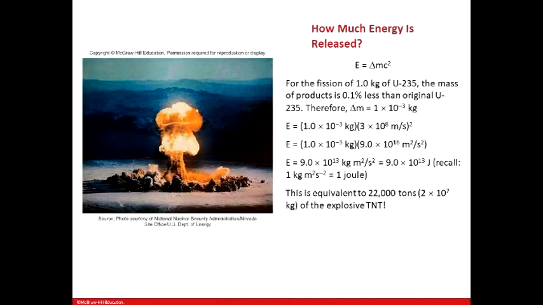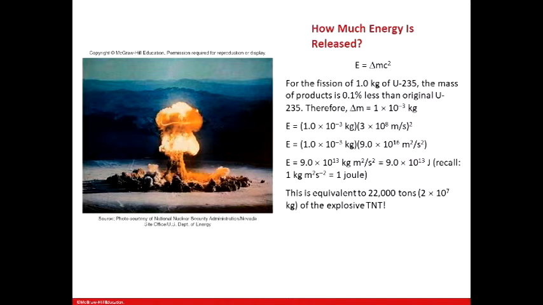What you have here is the mass. So for the fission of 1 kg, that's just 1 kg, about a milk jug. Yeah, I think it's about right. So the mass of the products is 0.1% less than the original. Therefore, the change, the delta, is 1 times 10 to the minus 3 kgs. That's it. That's the delta.